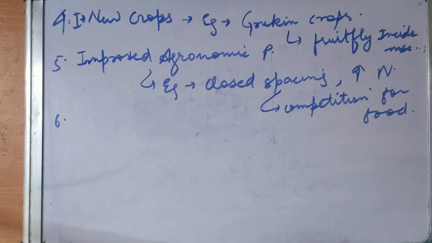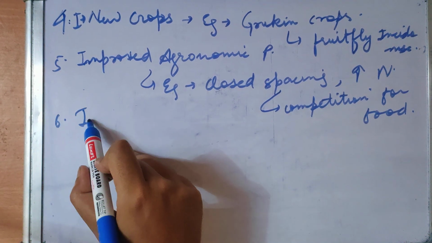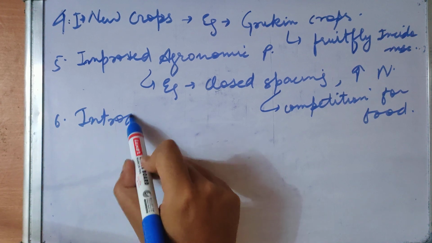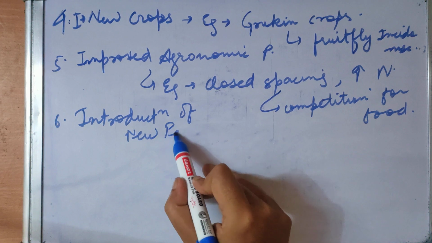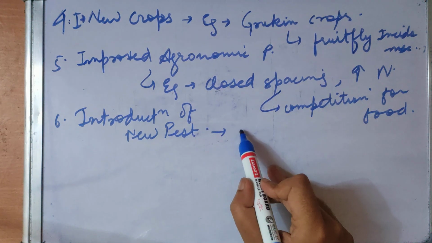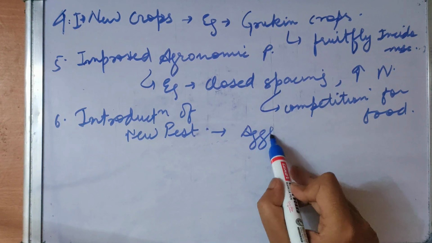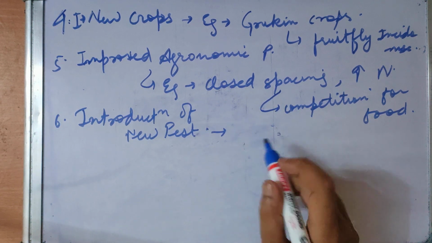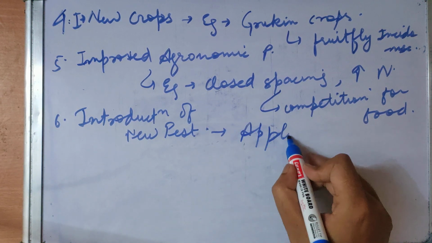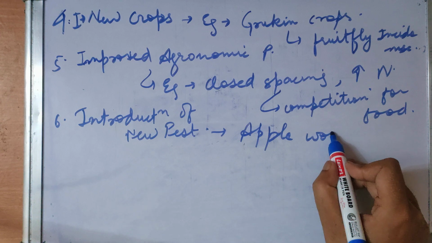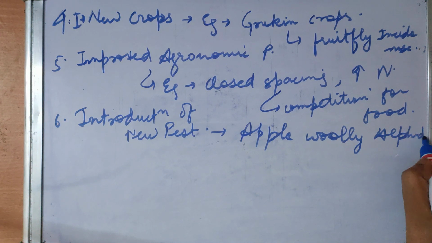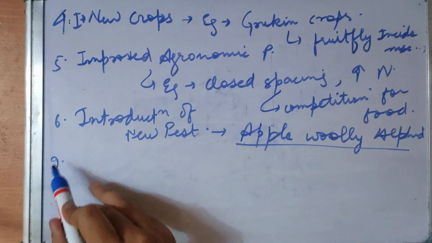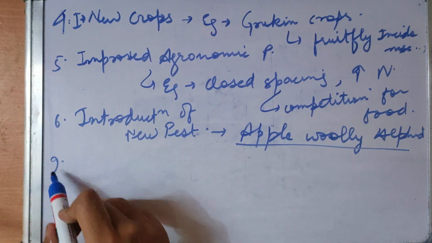Number 6, introduction of new pest in a new area. Sometimes a new pest is introduced accidentally, such as apple woolly aphid. Apple woolly aphid was introduced accidentally. This is an example of introduction of new pest accidentally.